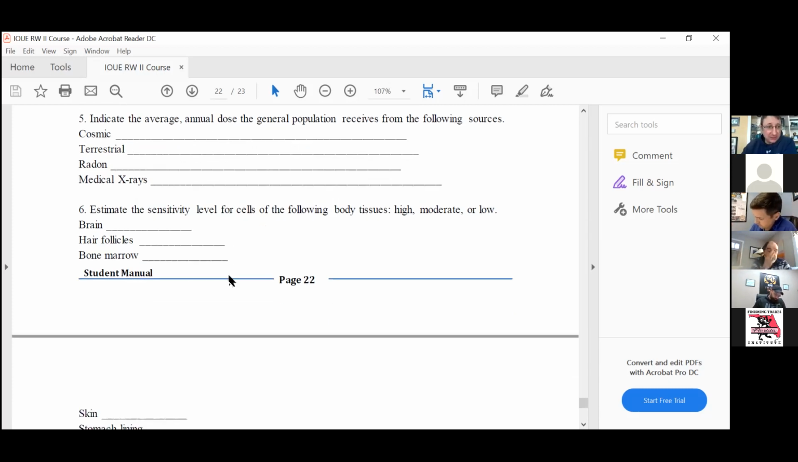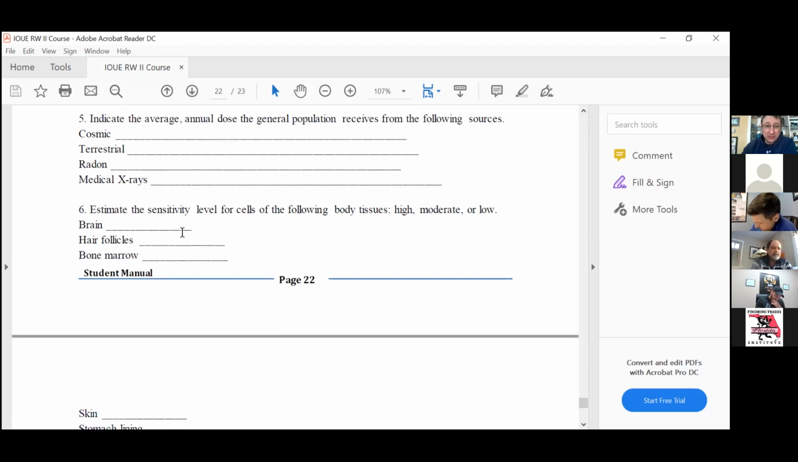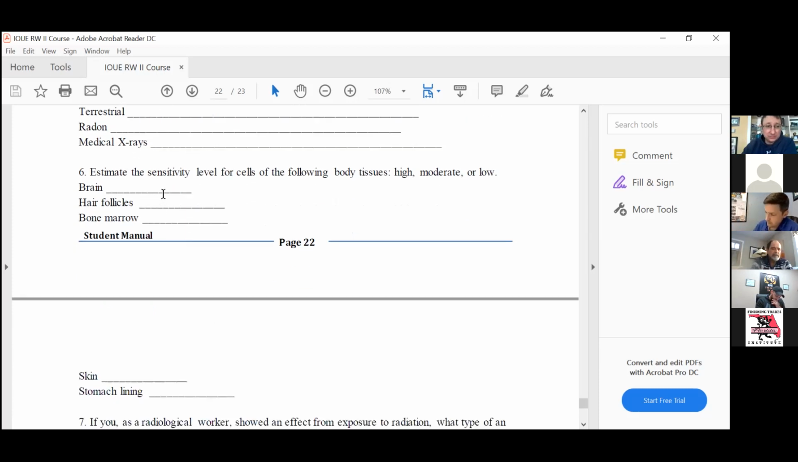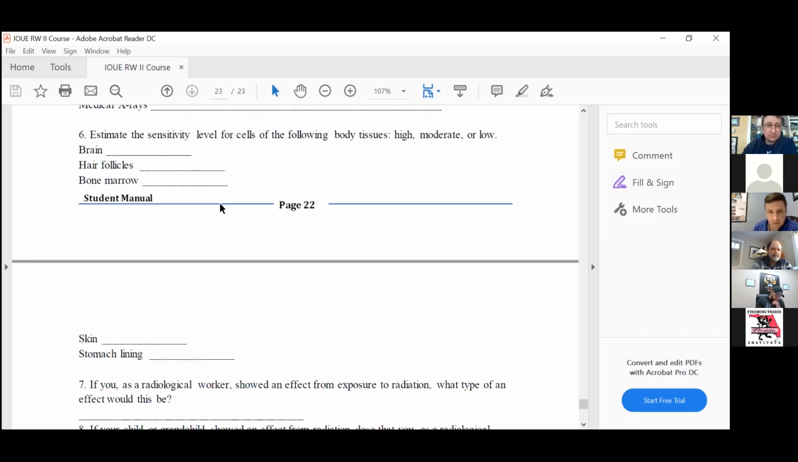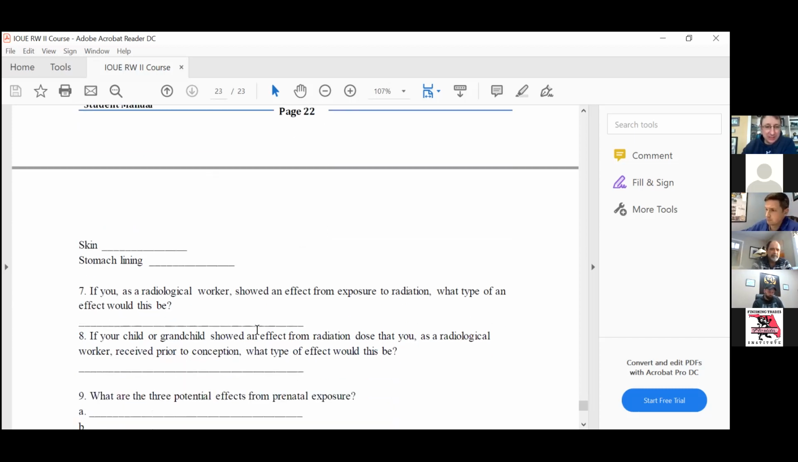Which number are we on here? All right, how about estimate the sensitivity levels of cells of the following body tissues, high, moderate, or low? Brain, we had low. Hair follicles, we had high. Bone marrow, we also had high. Skin, we had high. And then stomach lining, we had high. I wouldn't have selected moderate for any of those.